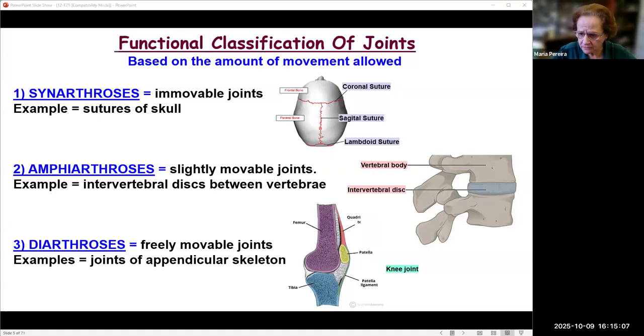The synovial joint in the elbow allows for this movement, right? So you will see, we will concentrate and discuss the complexity of this synovial joint.